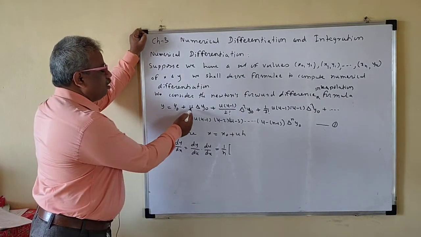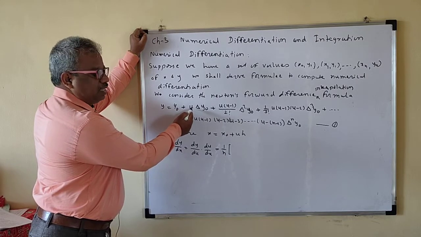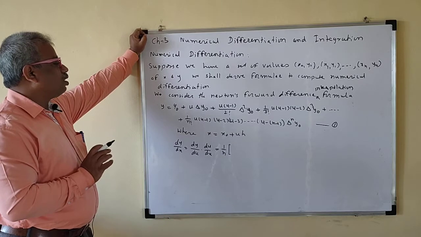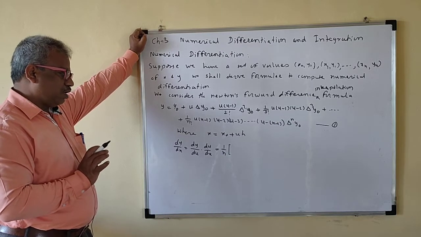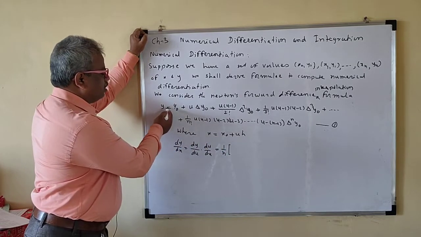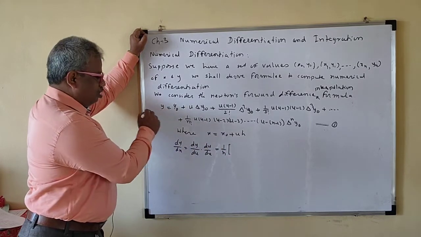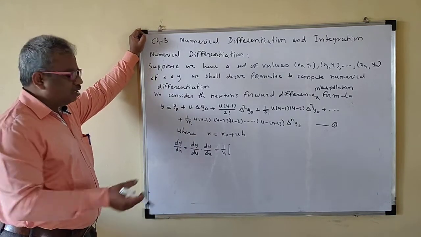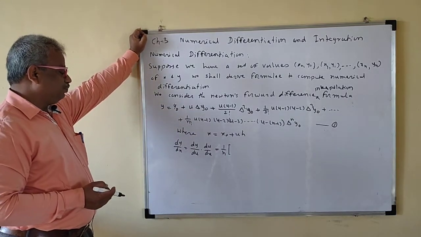What is that? y naught, this is your p actually, so p, that is u, delta y naught, and so on. So this is Newton's forward difference interpolation formula. Now here you know that y is equal to y of x, and x is equal to x naught plus ph.